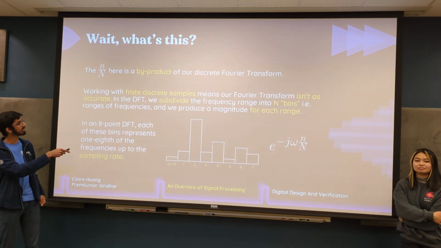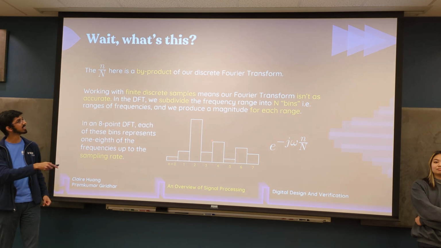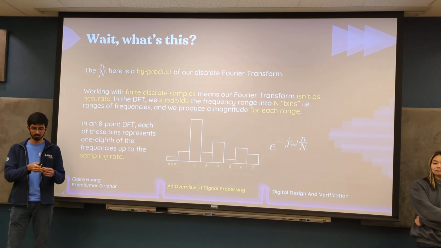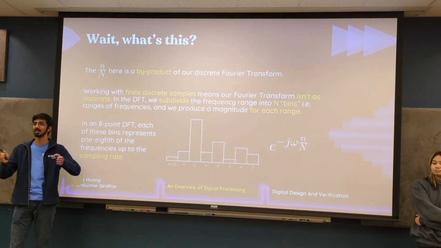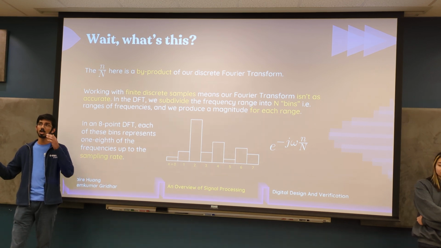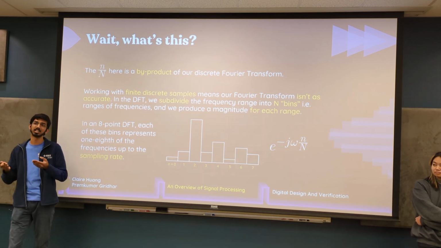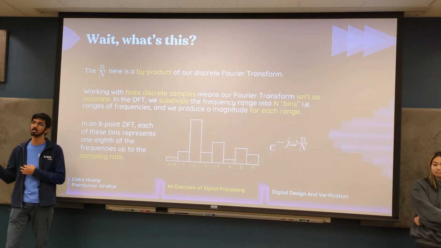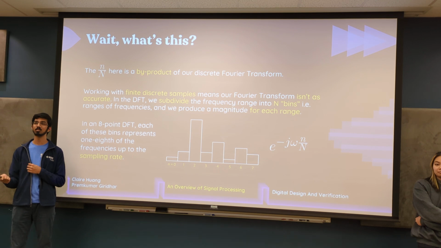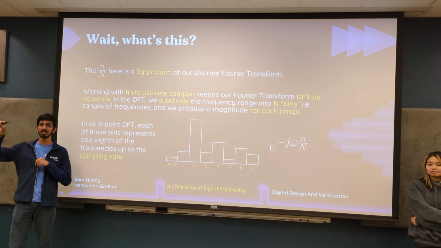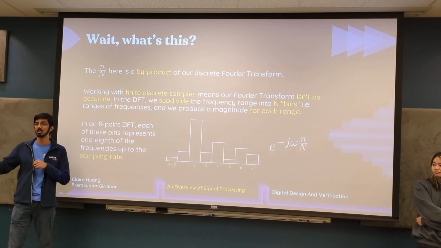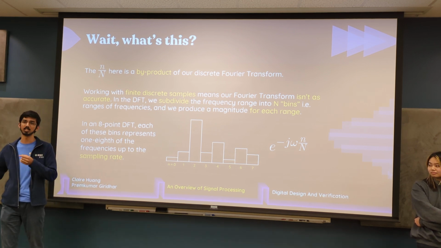So, real quick, the n over N here is a byproduct of the fact that we're doing a discrete Fourier transform now. What this means is that as a result of using a bunch of discrete samples as opposed to an entire signal from negative infinity to infinity, our Fourier transform is no longer as accurate. Which, if you think about it, makes sense. If you lose information in the signal, you lose information in the output. So in the DFT, we don't produce the little arrow for one particular point in your time space or your frequency space.